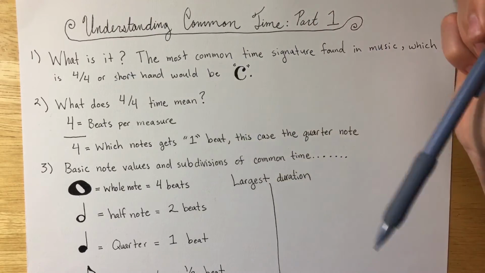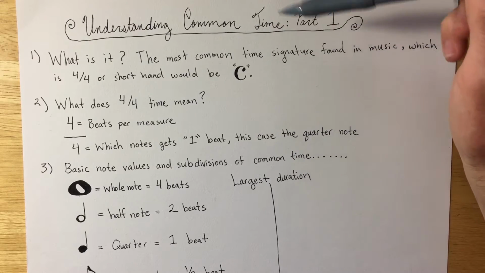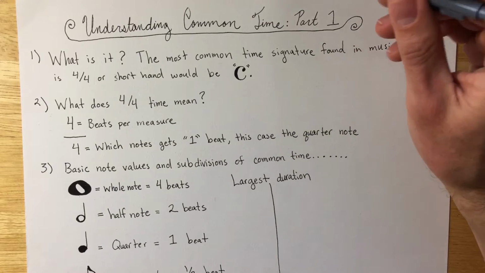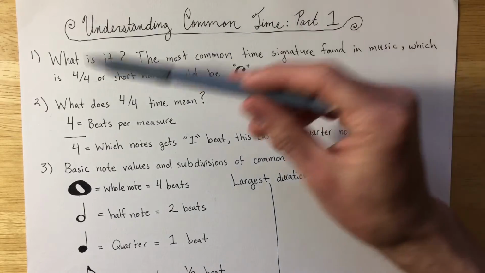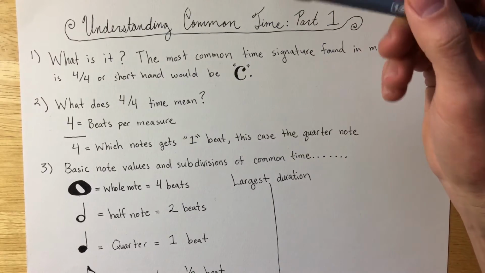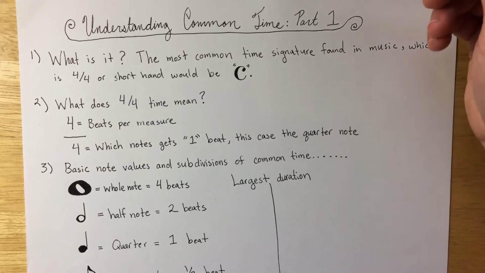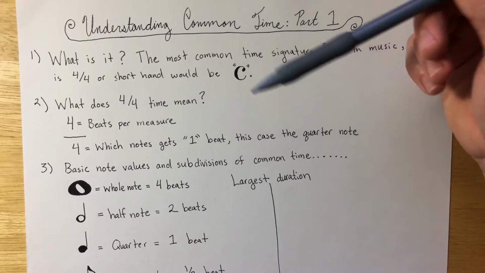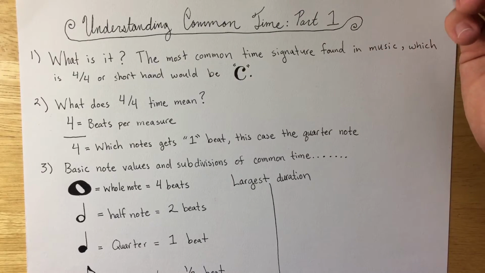So when you look at sheet music, you'll see either the treble clef or the bass clef. And right next to the clef, you'll see C written. And C stands for 4/4. So that's another common way that you come across how common time is written. And the reason why I'm talking about it is because it's what the name implies. It's the most common time signature you're going to come across in music, essentially.